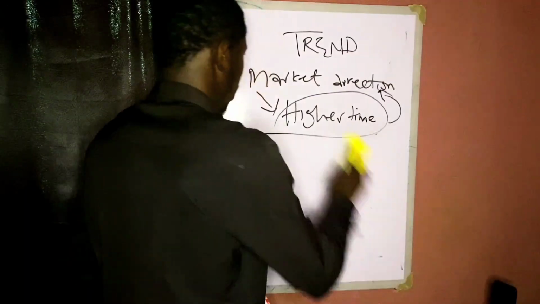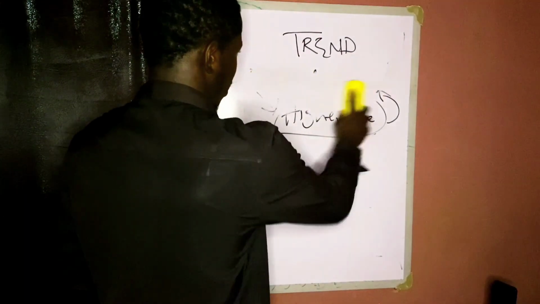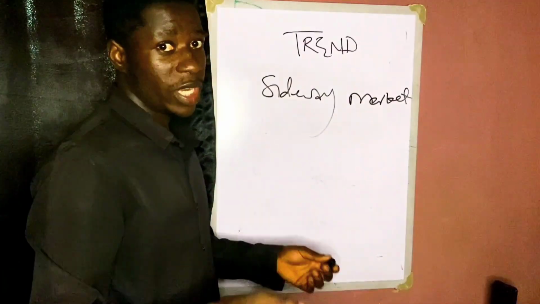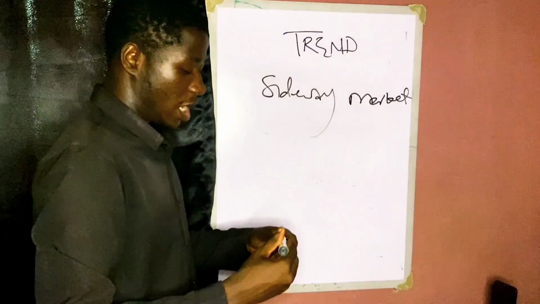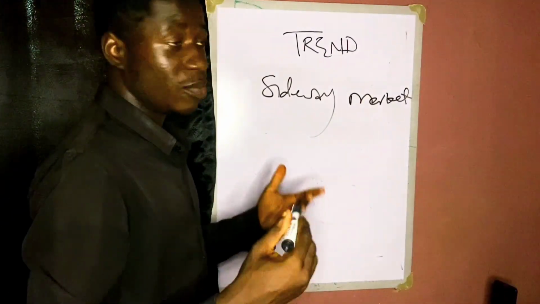Now we're going to be talking about the sideways market. It's neither going up nor going down, it's just in a range, right? And it's considered to be a ranging market as well.